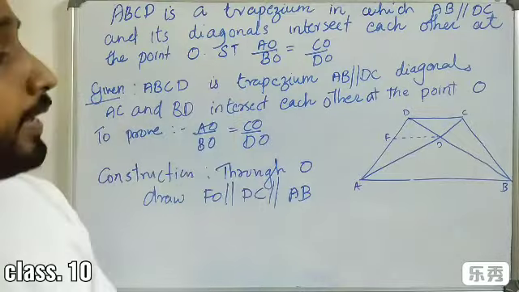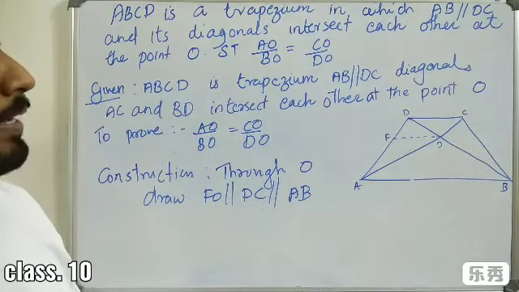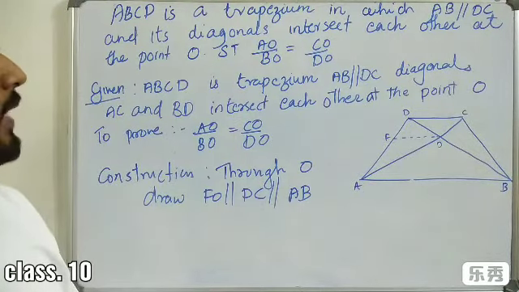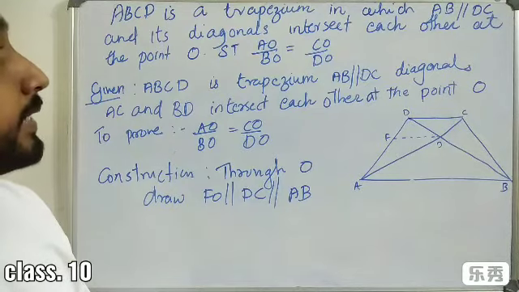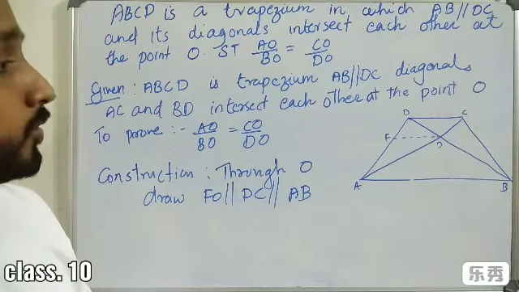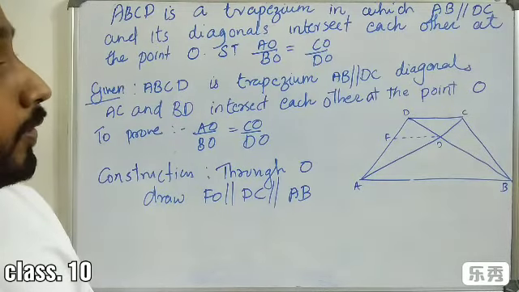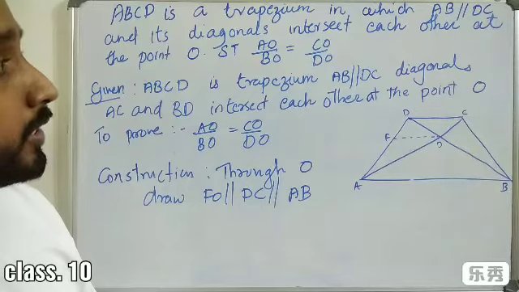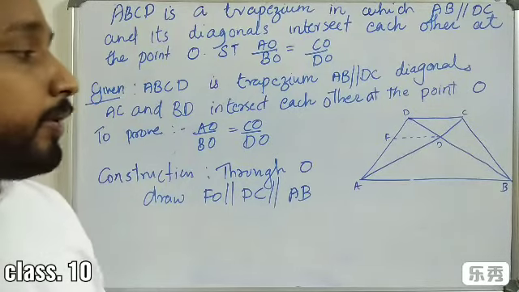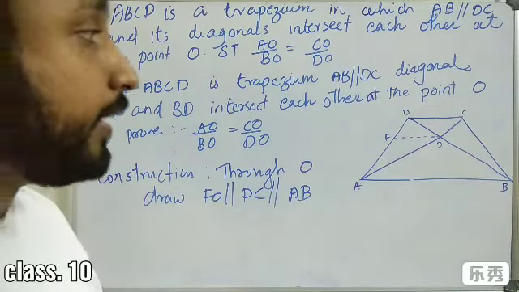Another question. ABCD is a trapezium in which AB is parallel to CD and its diagonals intersect each other at the point O. Show that AO by BO is equal to CO by DO.